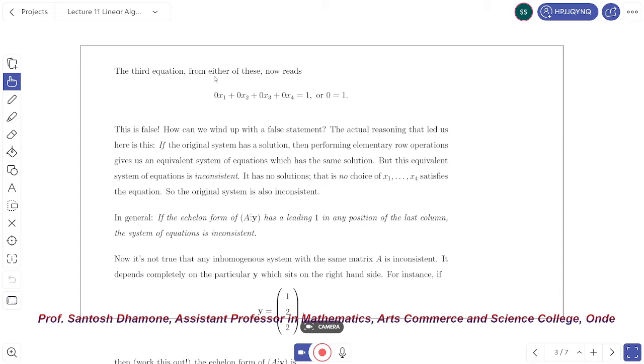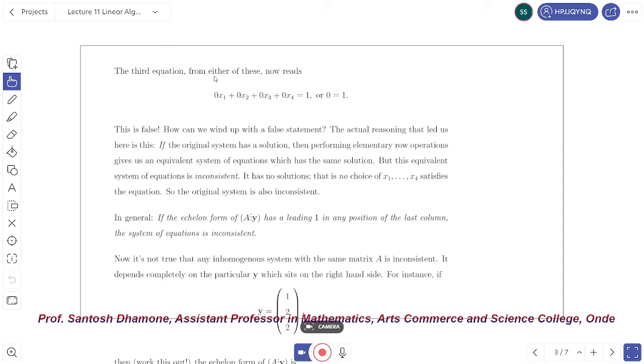The actual reasoning that leads us here is this: if the original system has a solution, then performing elementary row operations gives us an equivalent system of equations which has the same solution. But this equivalent system of equations is inconsistent. It has no solution. That is, no choice of x1 up to x4 satisfies the equations, so the original system is also inconsistent. Okay, this system is inconsistent because 0 is not equal to 1. Our last equation gives 0 is equal to 1, but this is false.